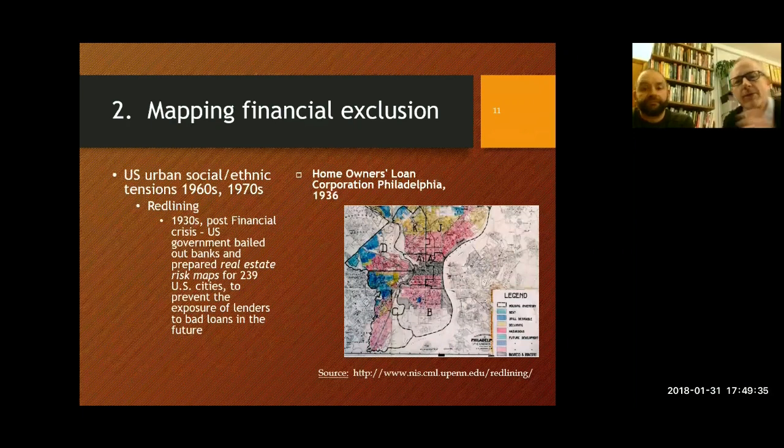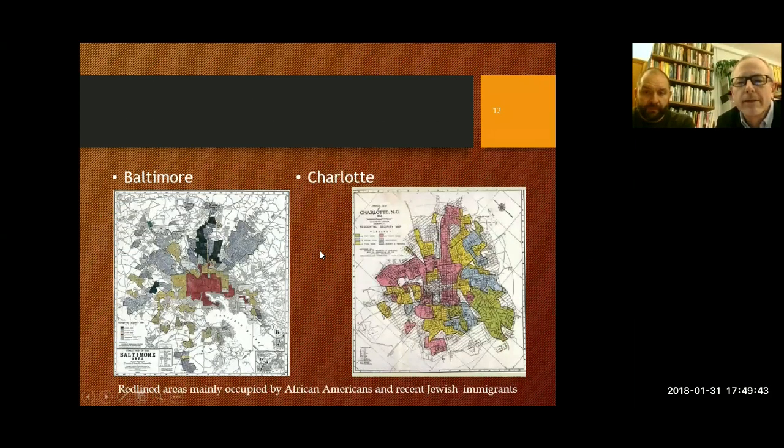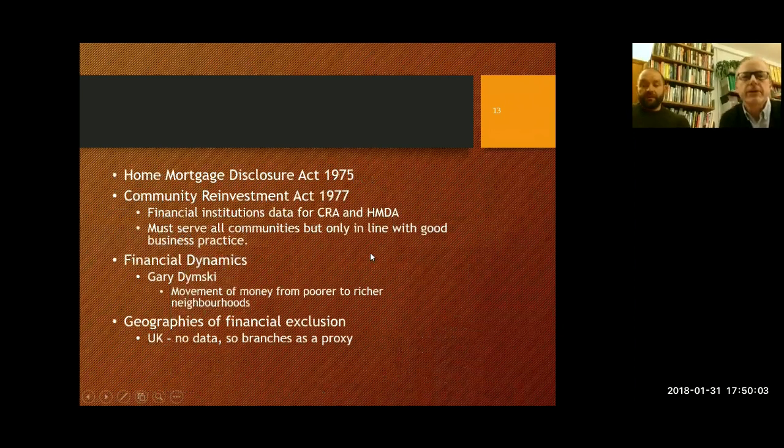So here's one from 1936 from a savings and loans corporation of Philadelphia, and there's one from Baltimore and Charlotte. The redlined areas were freighted with all kinds of pejorative interpretations of ethnic minorities, both African Americans and Jews. But this term got traction in the United States, particularly after the riots of the 1960s in key cities.